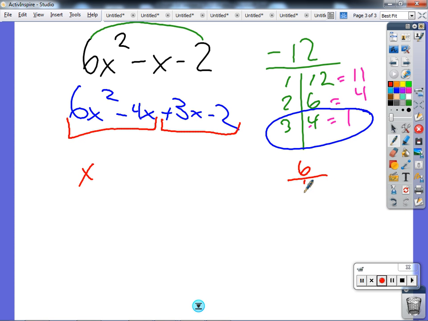6: 1, 6, 2, 3, right? 4: 1, 4, 2, 2. What's the largest number they have in common? 2. You've got to figure out the largest number they have in common, okay? Is everybody there with me? So I pull out not only an X, but a 2X. Does that make sense, Adam? So, 2 times what number gets me to 6? 3. And if I pulled out one of the X's from X squared, how many is left over?